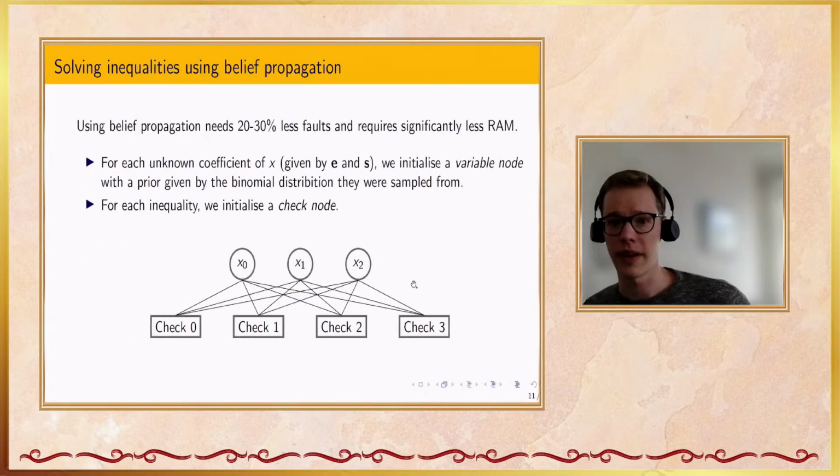We also present a new method of solving such inequalities, those inequalities we then obtained, and we use belief propagation to do this. Using belief propagation, we improve the previous method by using fewer faults and requiring much less memory. This belief propagation works by, for each unknown coefficient of the secret, initializing a variable node. And each inequality gives a check node, and these check nodes then update the distributions coming from the variable nodes.